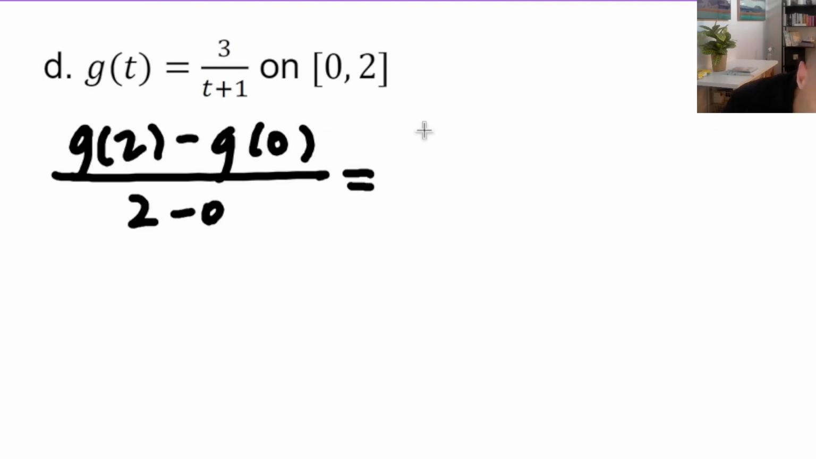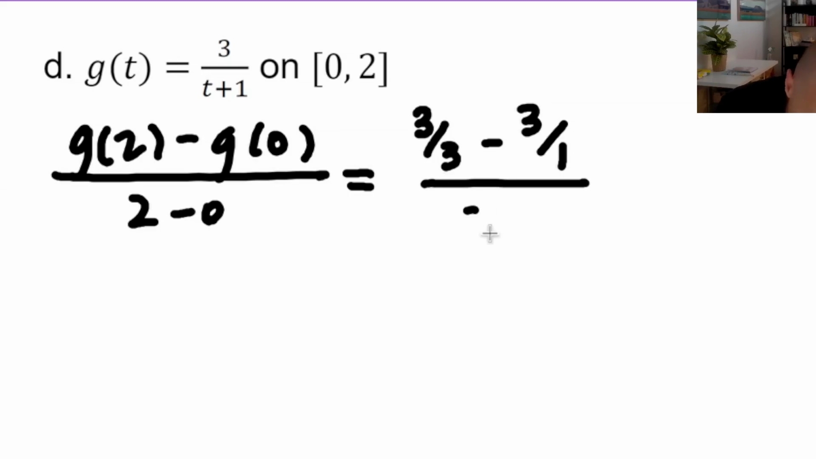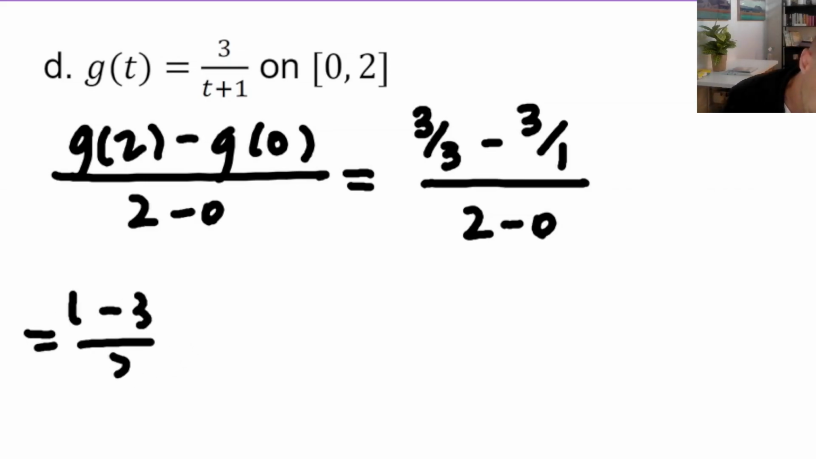That's going to equal 3 over 2 plus 1 minus 3 over 0 plus 1 divided by 2 minus 0. All right, so we've got 3 over 3 is 1 minus 3 over 2, and that's going to end up being negative 1.